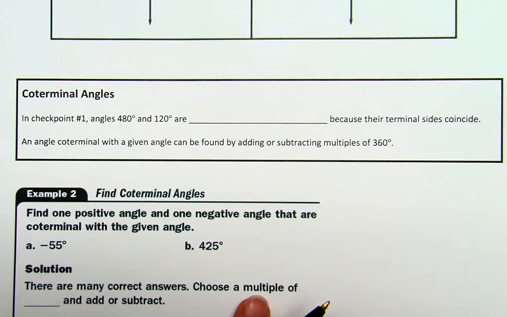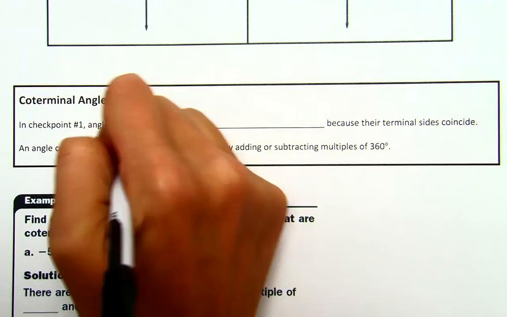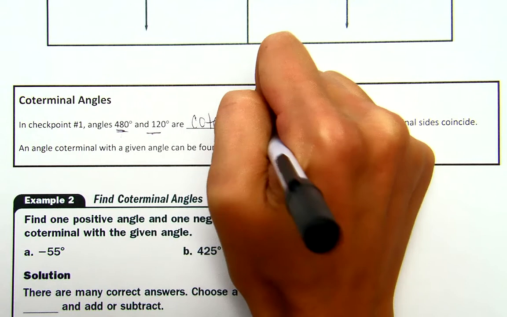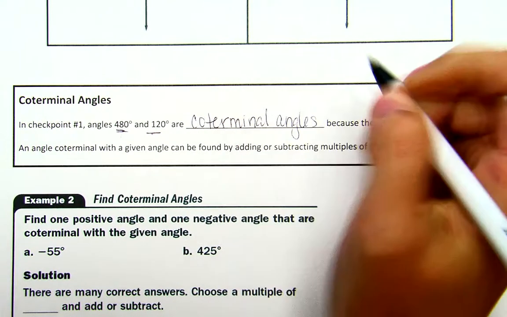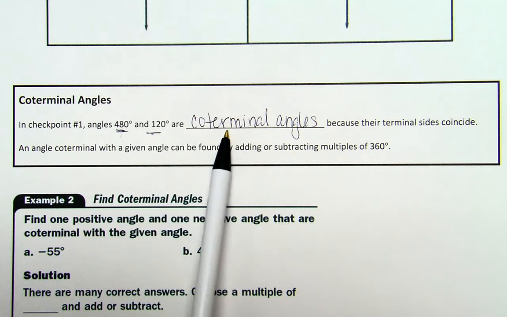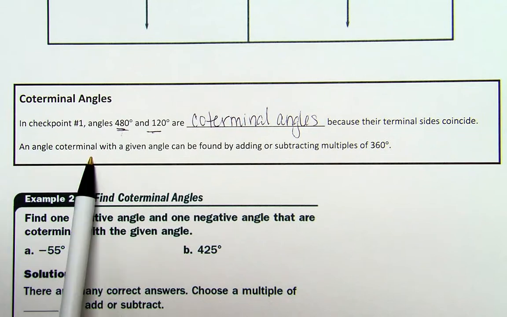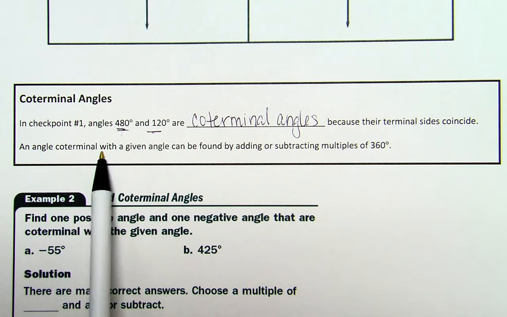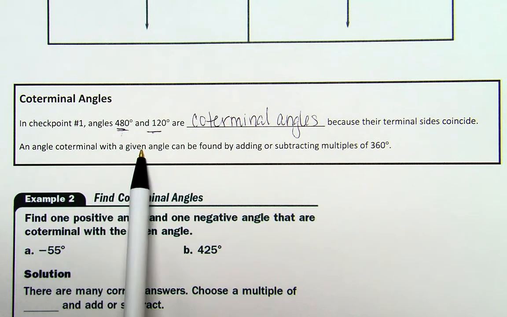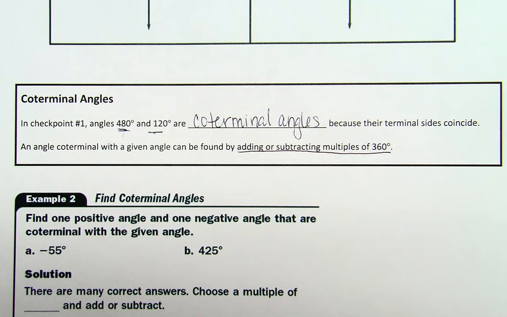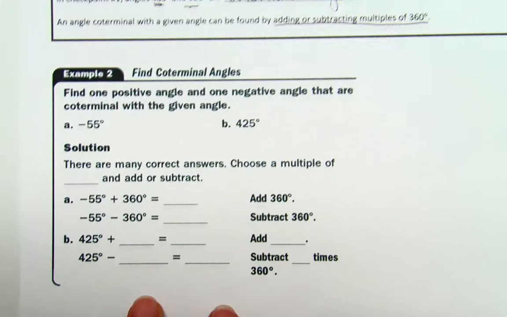So coterminal angles. In checkpoint 1, 480 degrees and 120 are what we call coterminal angles. And again, coterminal because the terminal side coexists in the same position in your X and Y coordinate plane, meaning they look exactly like the same angle. They lay right on top of each other. Okay? An angle coterminal with a given angle can be found by adding or subtracting multiples of 360. And that's what we're going to talk about in example 2, finding coterminal angles. So let's move on to example 2.